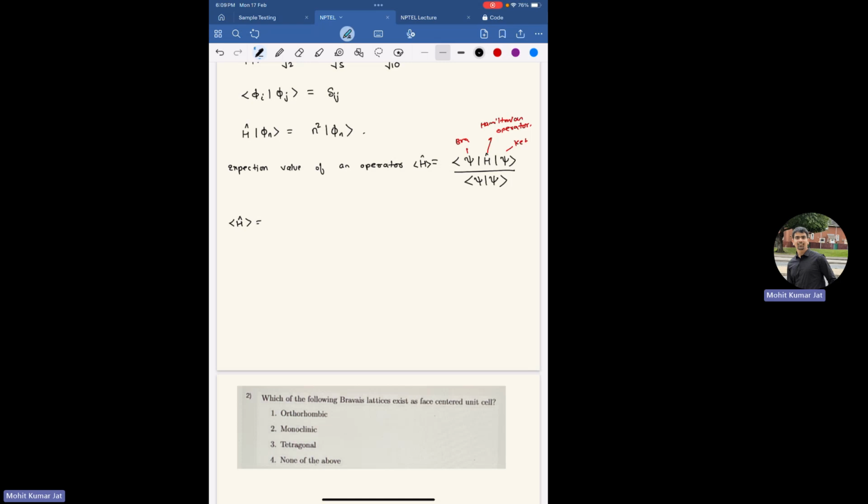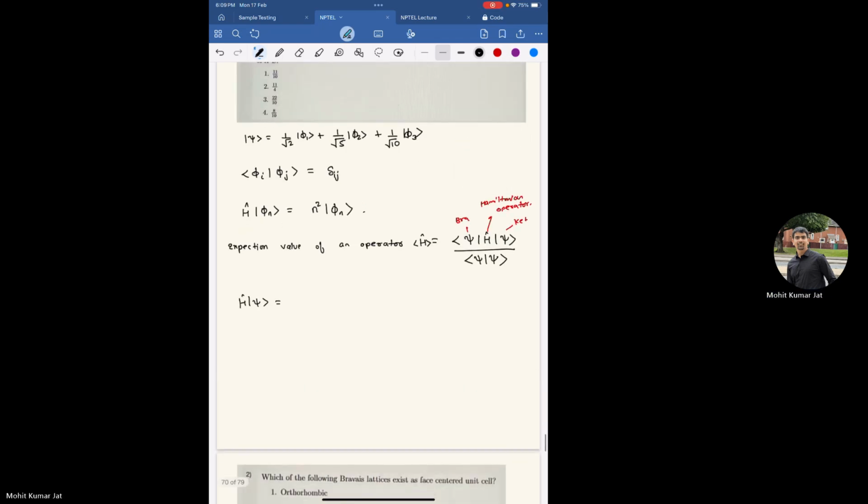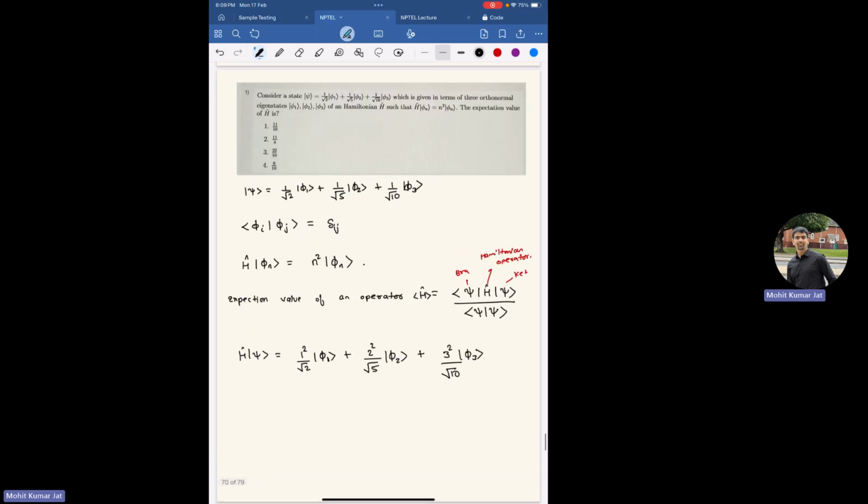Let's first operate h on psi. Let's first calculate this part, h on psi. This will give us 1 square by root 2 times phi 1 plus 2 square by root 5 phi 2 plus 3 square phi 3 by root 10. This 1 square, 2 square, 3 square comes because this is 1, this is 2, and this is 3, and the Hamiltonian operated on phi n gives n square. So that's why these numbers.